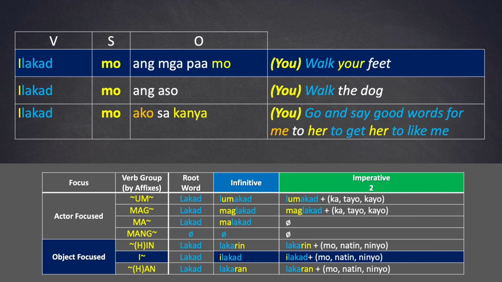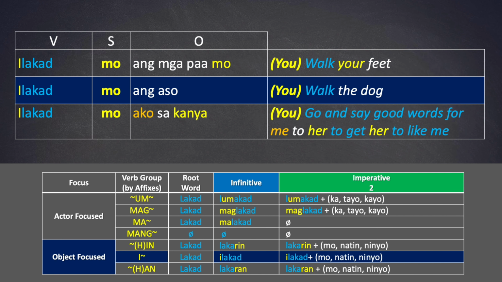Let's move on. Ilakad mo ang mga paa mo. Walk your feet. Ilakad tells of using one's feet to move, as with the next example. Ilakad mo ang aso. Walk the dog. Here, it's not just walking the dog. Ilakad tells of having the dog use its feet to move. The person walking the dog is facilitating the event that will allow the dog to walk. Make sense?